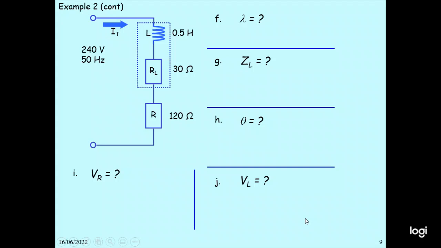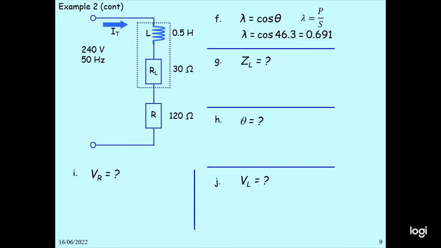So then we also need to calculate the power factor. Lambda, Z have to be calculated, theta have to be calculated, VL and VR have to be calculated. So in this case, the power factor lambda is the real power divided by the apparent power. Then we calculate cos theta equal to cos 46.3, so you got 0.691.